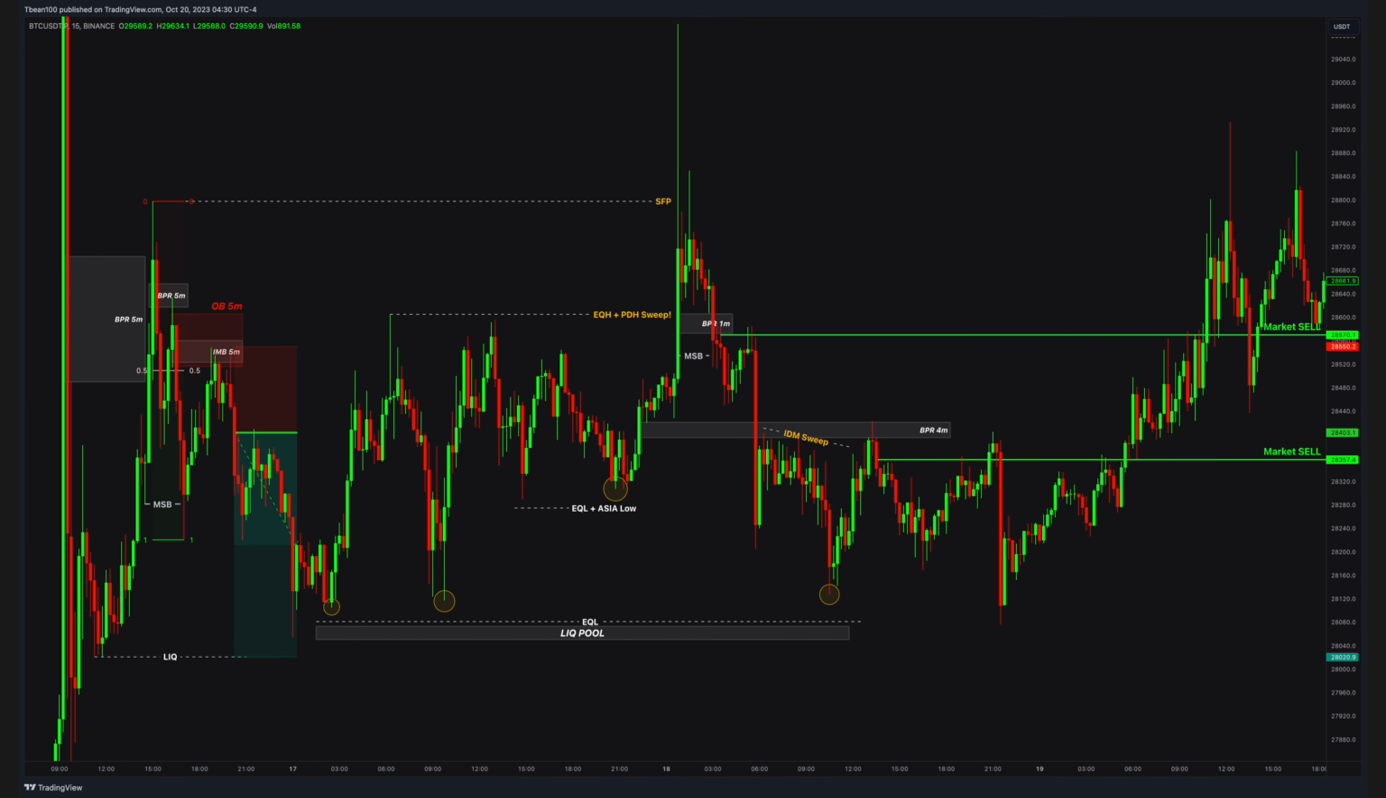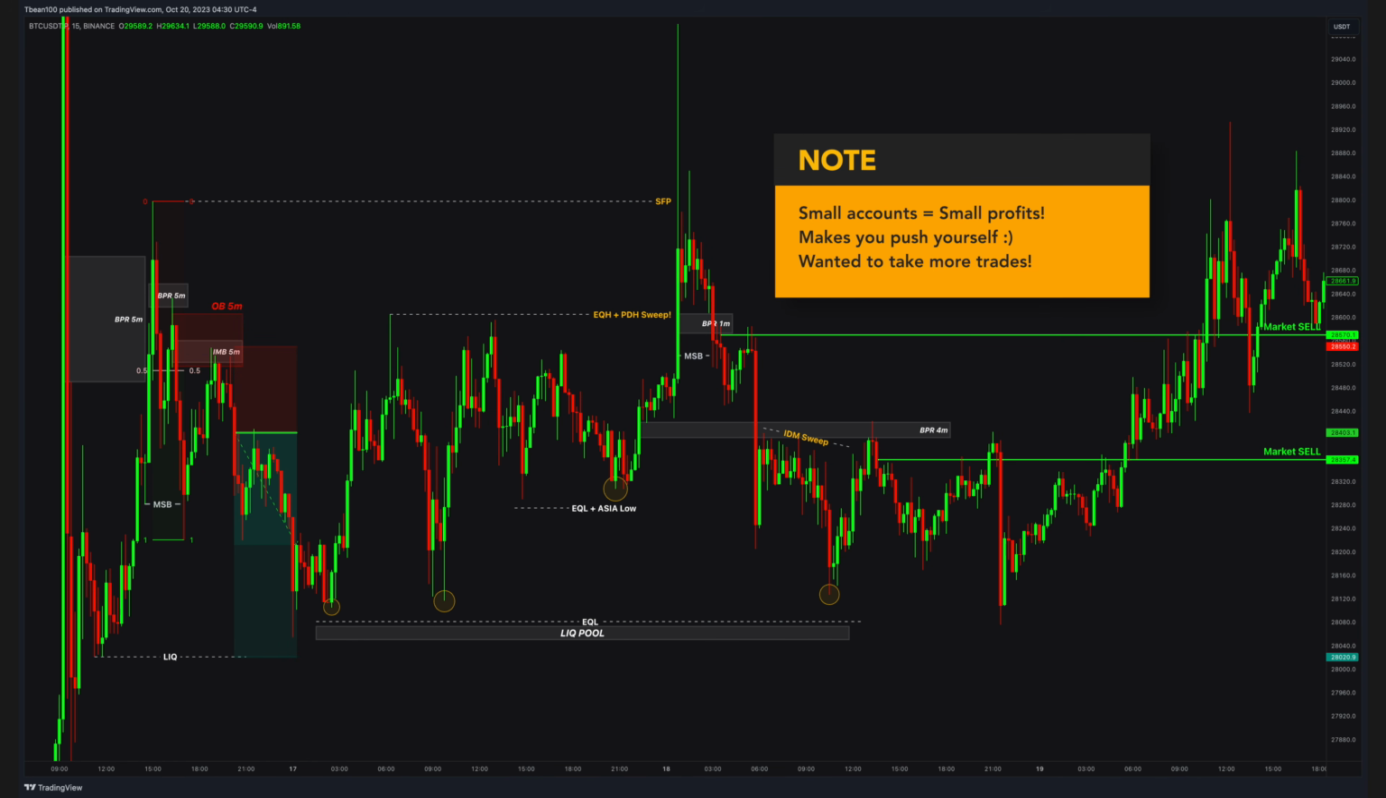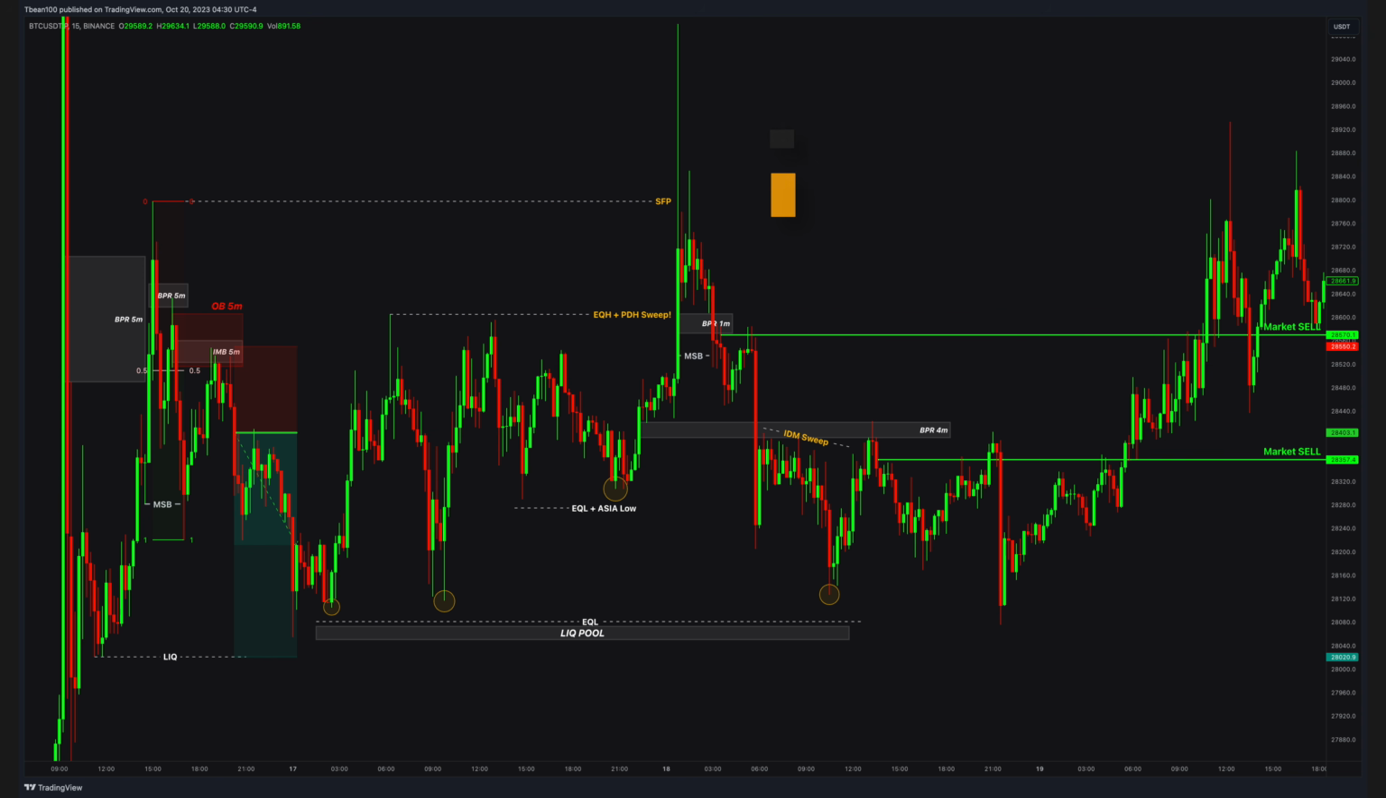Since I was not making much money with a small account, of course I suddenly got a higher risk appetite. I wanted to take more and more trades. I was not greedy, but I wanted to take more trades if possible. So, the last trade was a small loss.